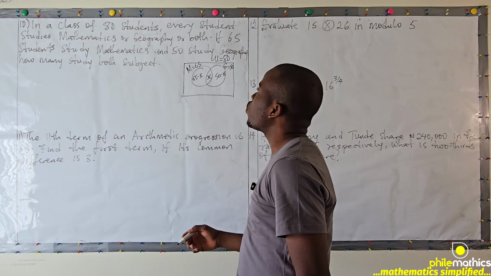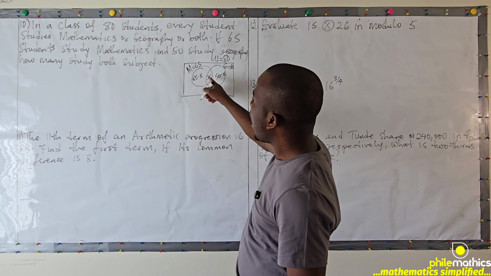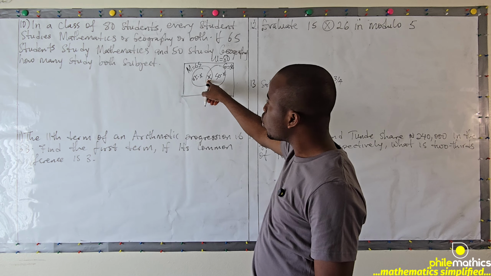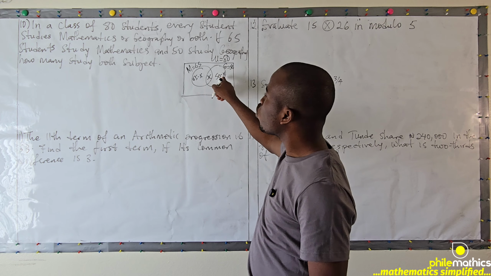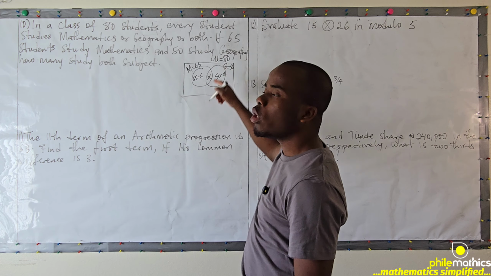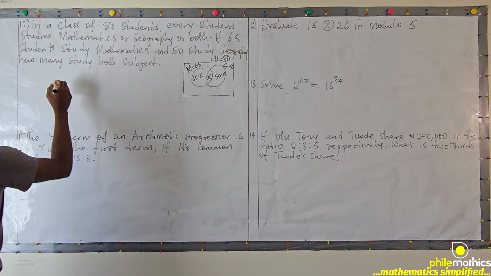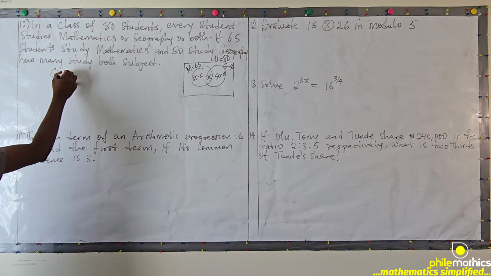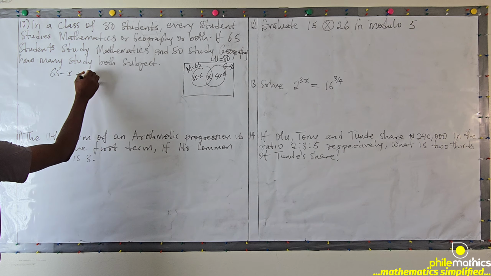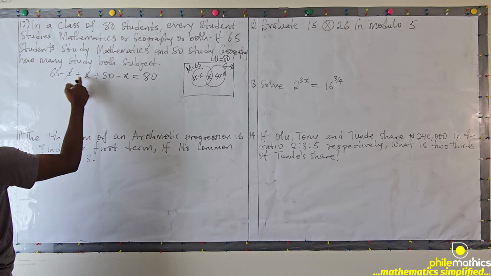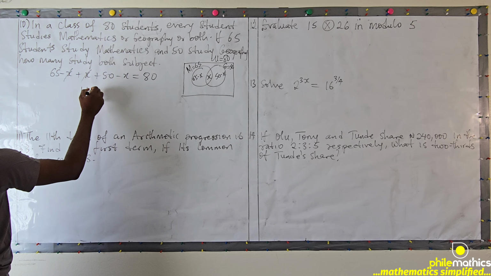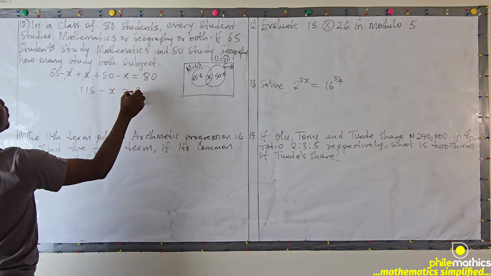And so for us to find how many people study both subjects, we have to sum all this and they have to equal the total number of students in the class. Let's go. So we should have 65 minus x plus 50 minus x equals 80. This x can go with this. 65 plus 50 is 115, minus x equals 80.